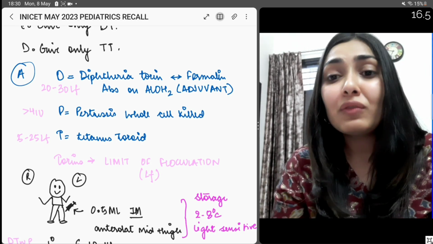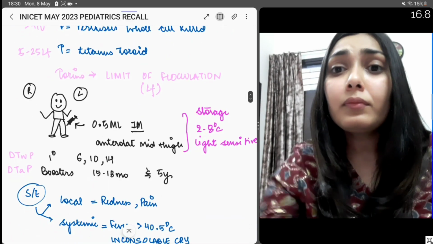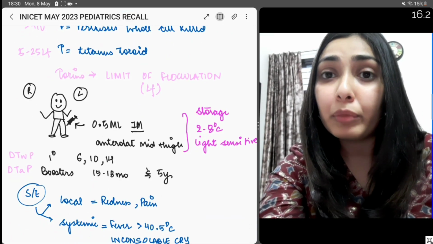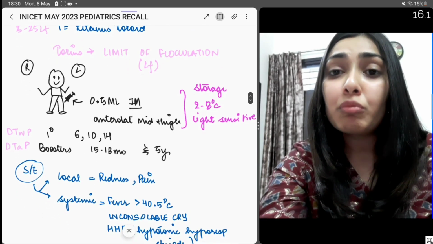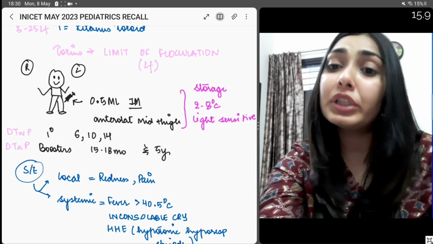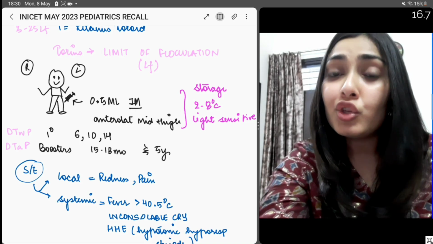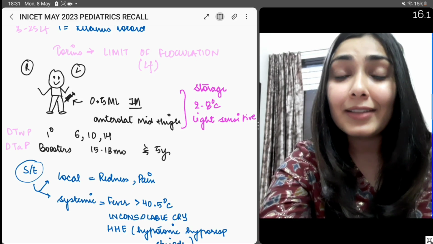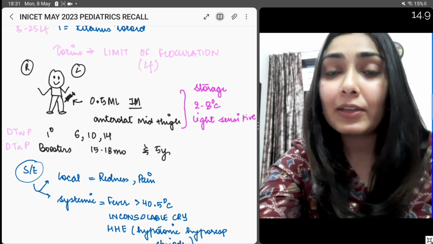So we give this DPT vaccine at the anterolateral mid-thigh intramuscularly, 0.5 ml, right? The primary schedule is 6, 10 and 14 weeks, and boosters are given at 15 to 18 months and 5 years of age. This vaccine is stored in the refrigerator at 2 to 8 degrees Celsius, and it is a light sensitive vaccine.